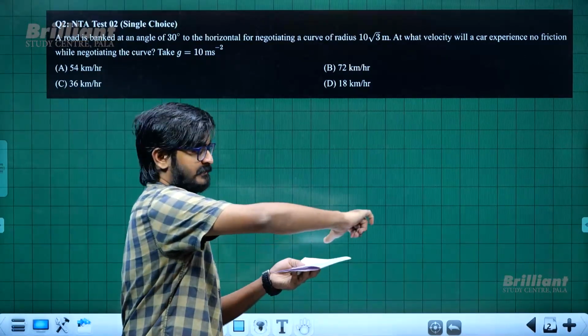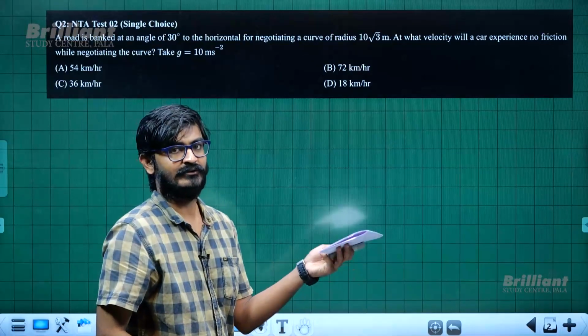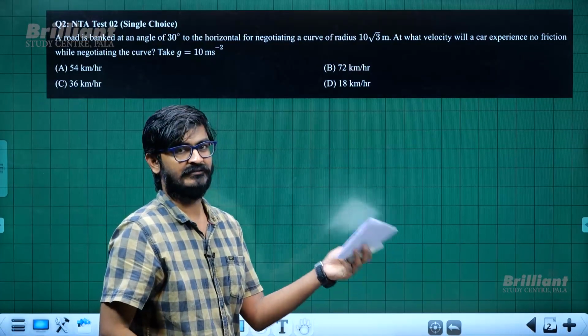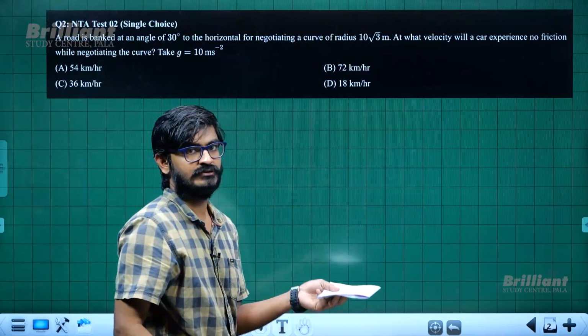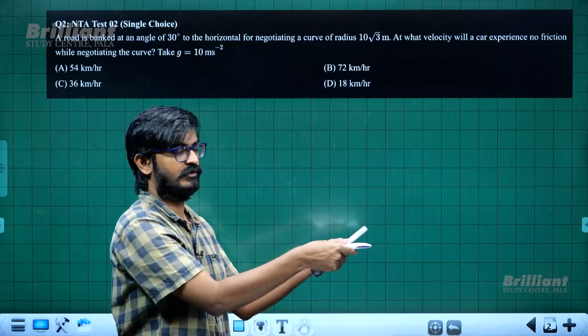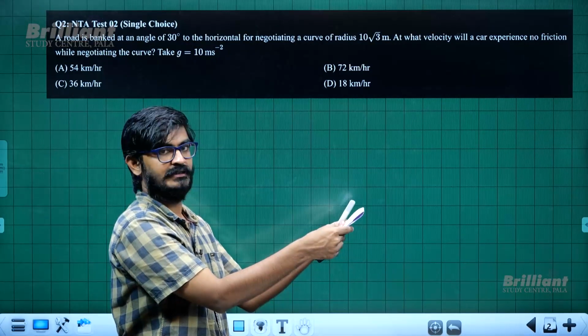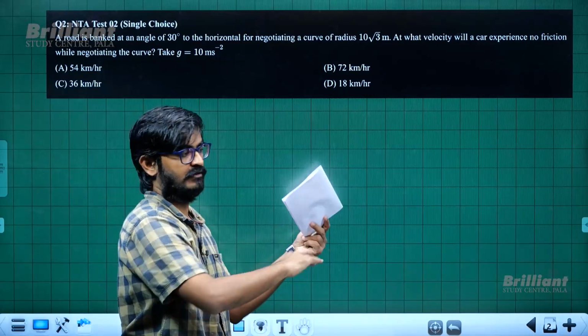circular turn, then there must be some force towards the center, right? Now what can provide it? Only friction can provide it. But if the friction is very less, what will happen? There is a tendency of the car to slide away, right? So in order to avoid this, whenever there are circular turns, we don't build the road flat. We will be making some angle theta like this. The road will be made at some angle theta with the horizontal.